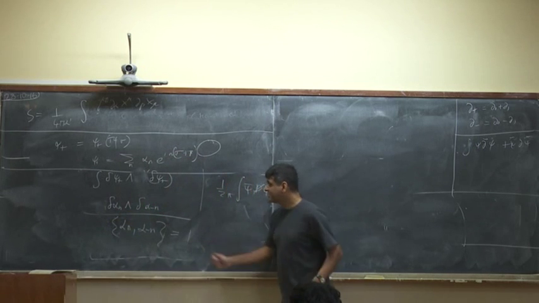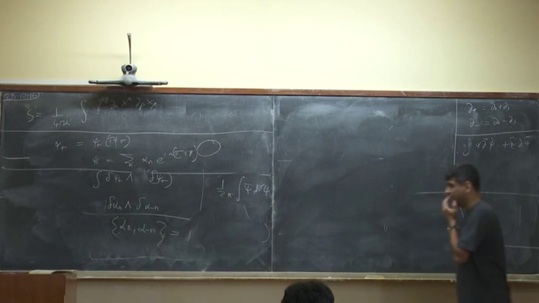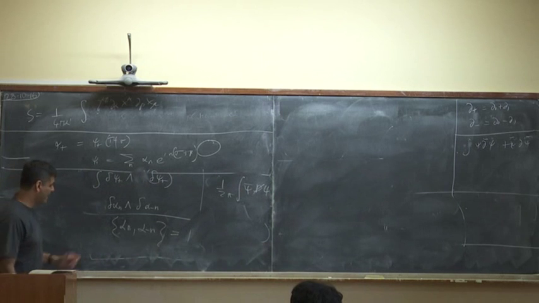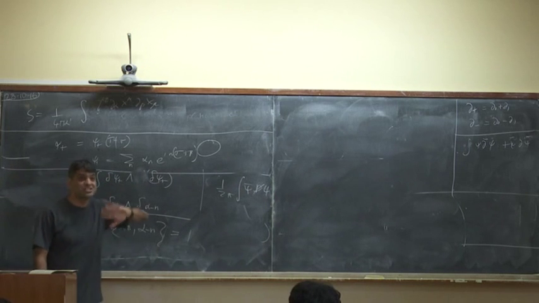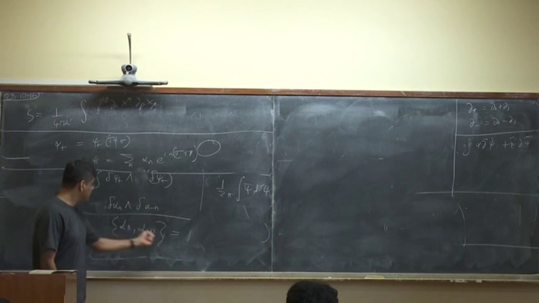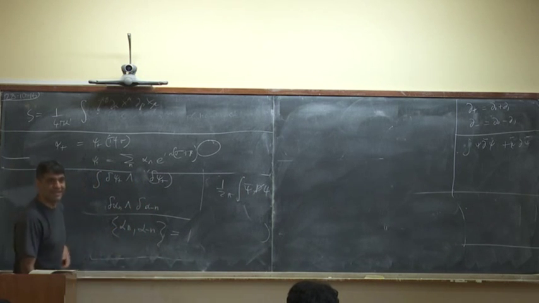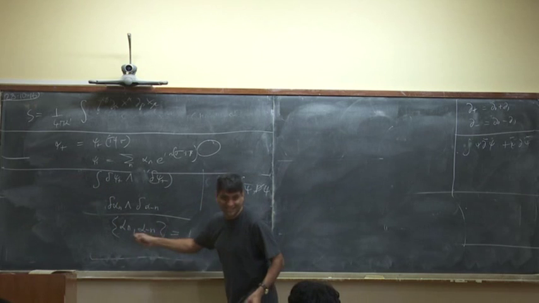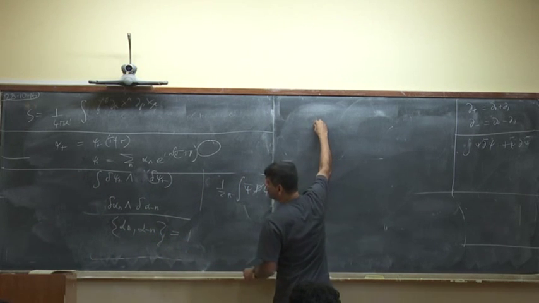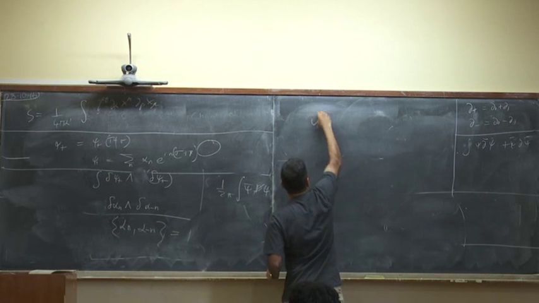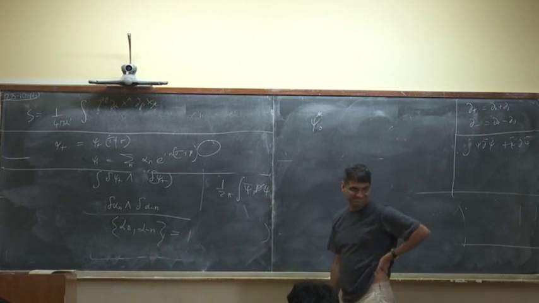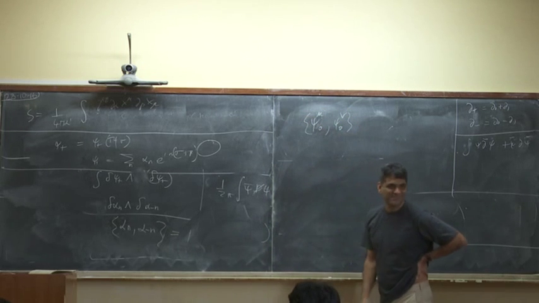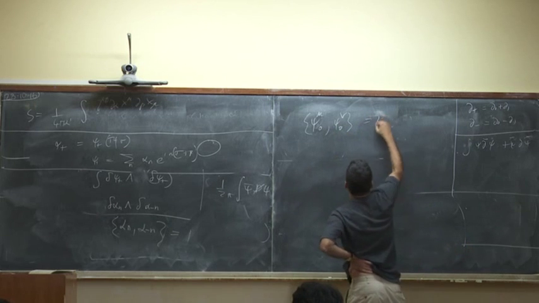What's more interesting than this is the zero modes. The zero modes carry zero energy, so they don't change the worldsheet energy. But they continue to obey an algebra like this, except that instead of n and minus n, it's 0 and 0. So the zero modes, now I put back the indices, psi mu 0, psi nu 0, anticommutator is equal to eta mu nu.